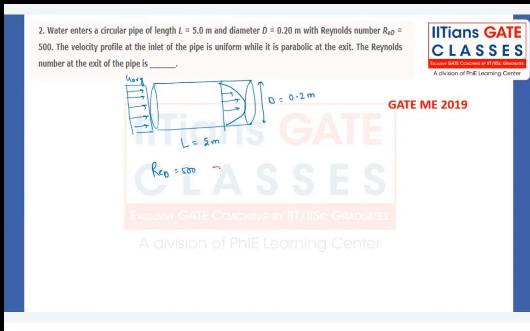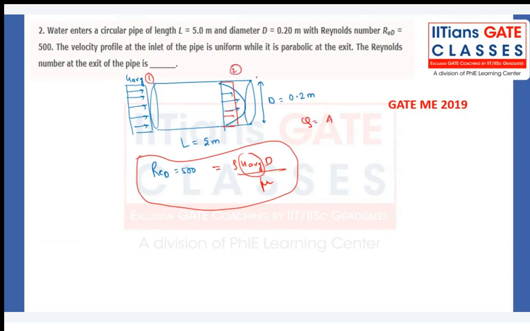Reynolds number is rho into u average into d by mu. It does not depend on the velocity profile, it depends only on the u average value. U average will remain the same, as long as you have section 1 and section 2, A1 V1 equal to A2 V2. A1 is the same, so V1 and V2 have to be the same. V average at 1 and V average at 2 have to be the same. That means at the inlet and at the outlet, rho is the same, D is the same, mu is the same. Then who will change the Reynolds number? No one, right?